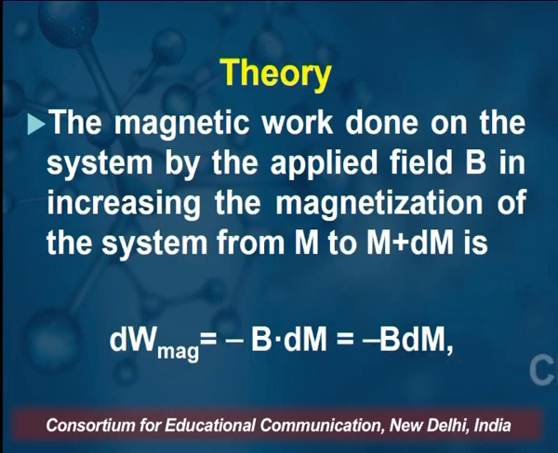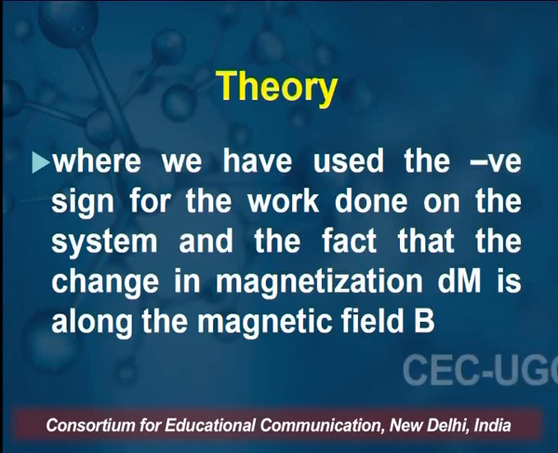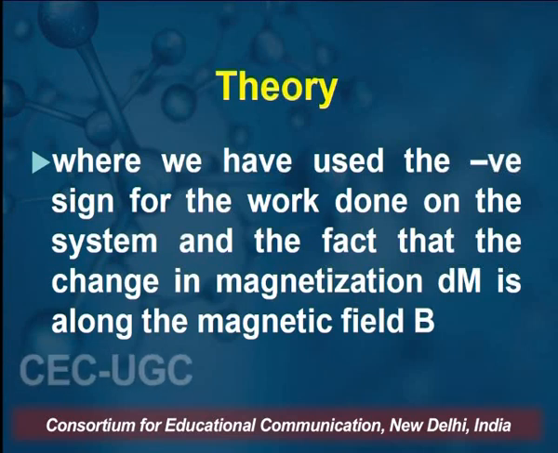For a magnetic system, we have an additional conjugate pair B, M, where B is the magnetic field and M is the magnetization produced because of this magnetic field. The magnetic work done on the system by the applied field B in increasing the magnetization of the system from M to M plus dM is given by dW equal to minus B dot dM. Now remember, we have work done in a simple thermodynamical system as P dV. It means we are replacing P by minus B and V by M. Here we have used the negative sign for the work done on the system and the fact that the change in magnetization dM is along the magnetic field B.